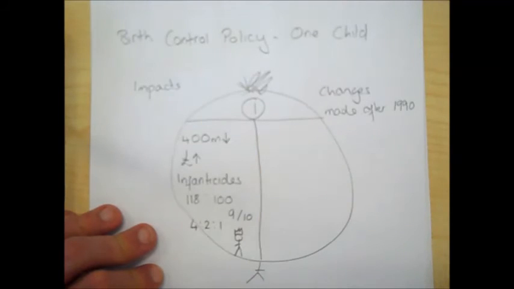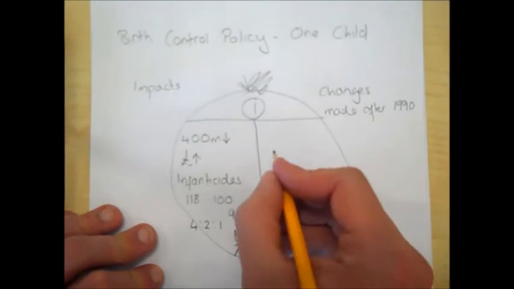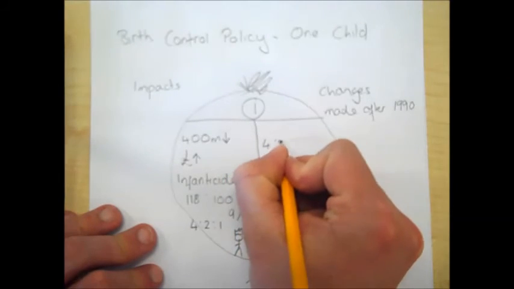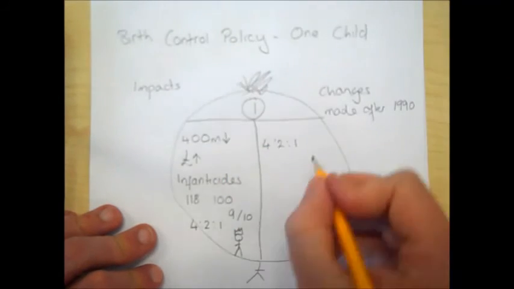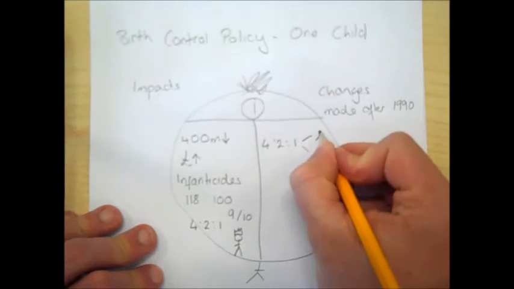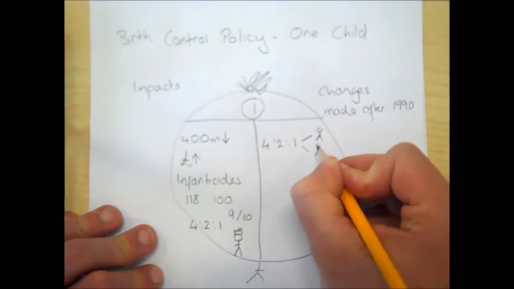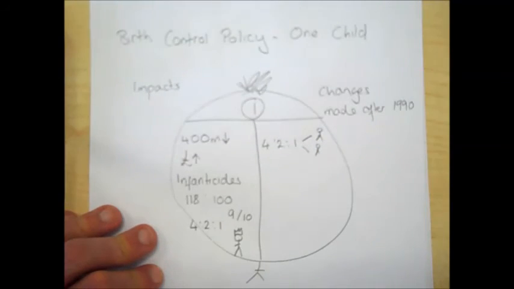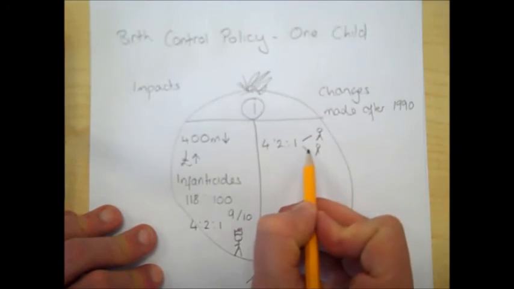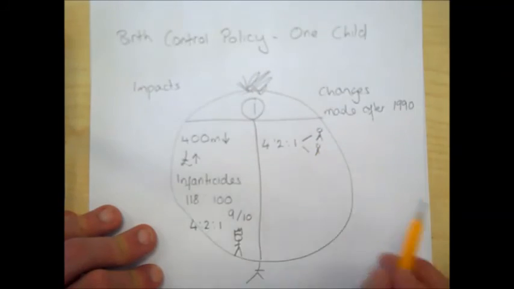Now, looking at the changes made after 1990, one of the big changes was the 4-2-1 problem was fixed. What they did was they allowed you, if both yourself and your partner were an only child, to have 2 children. This meant that the financial strain of the family was supported by more people.